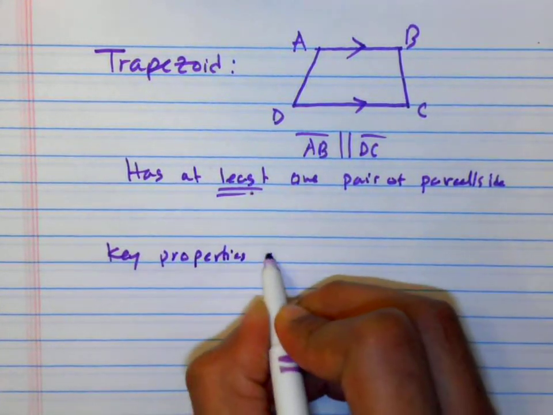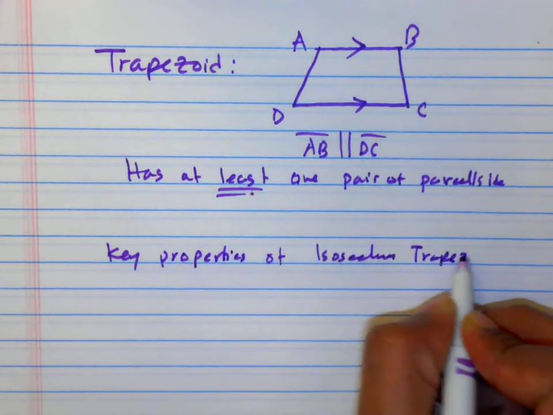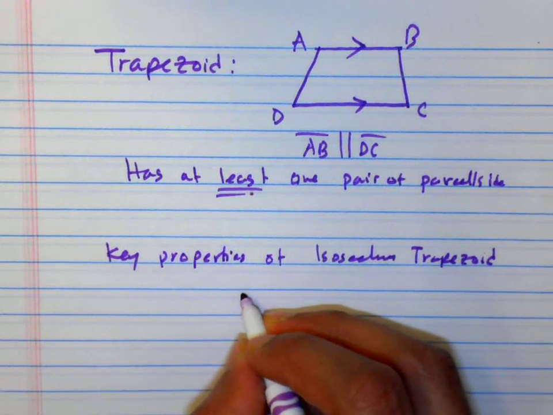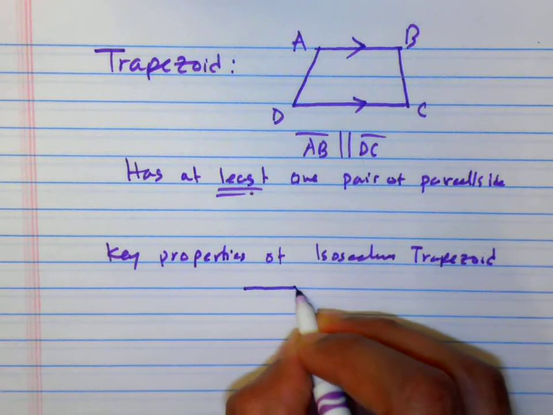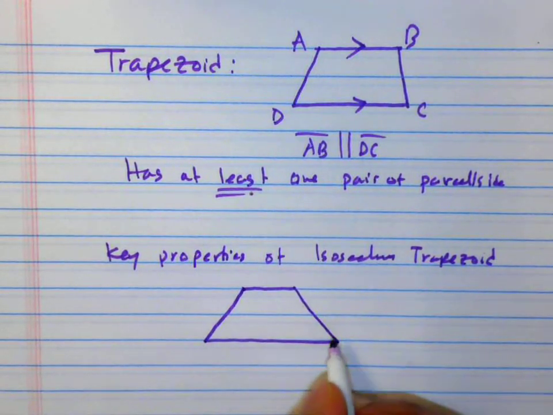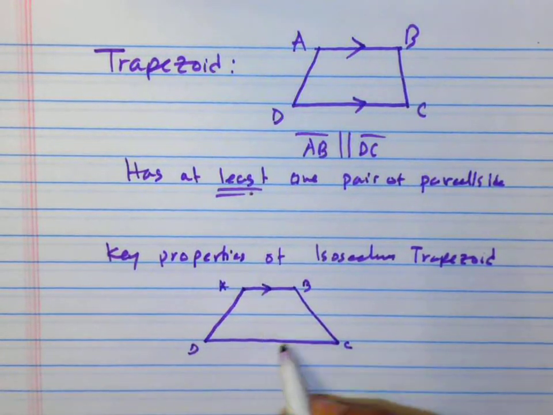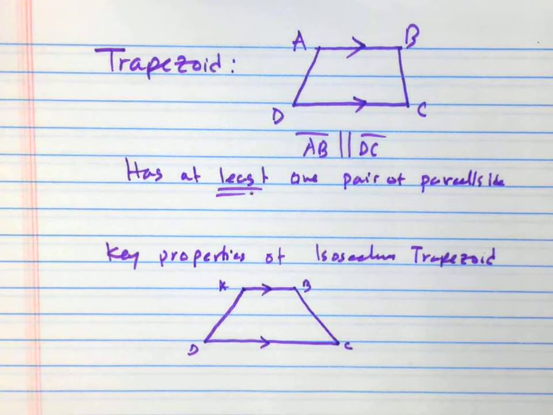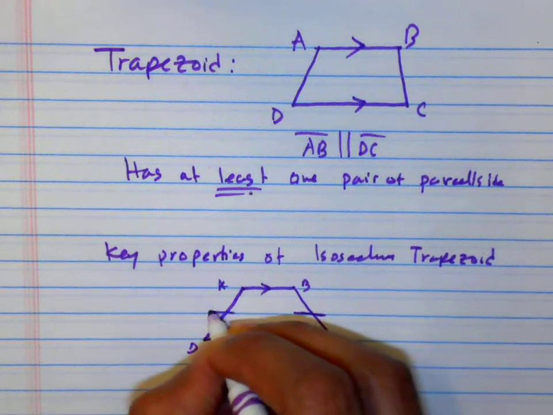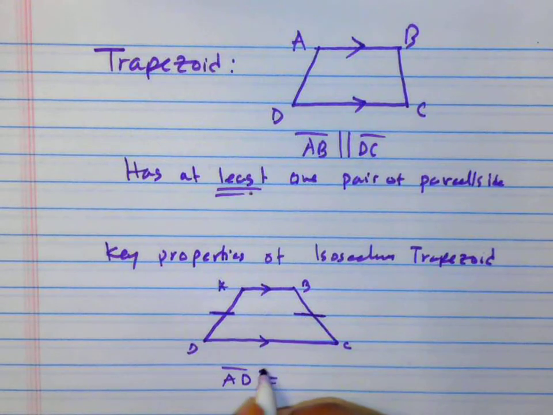properties of an isosceles trapezoid. So let's draw that. It looks like this. A, B, C, and D. This is parallel to this. Now for an isosceles trapezoid, we know that this side must be congruent to this side. These legs must be the same. So AD must be congruent to BC.